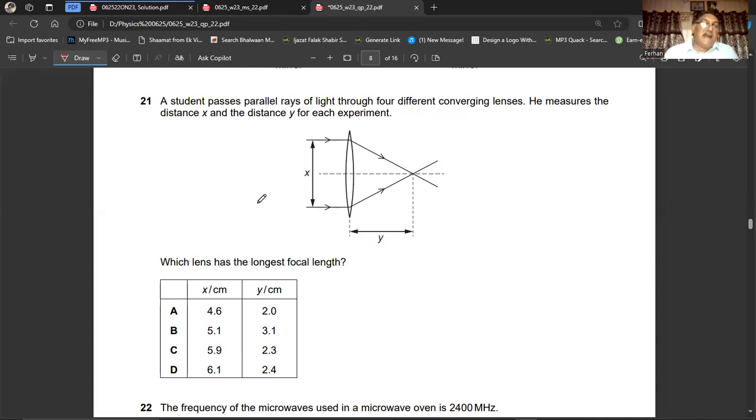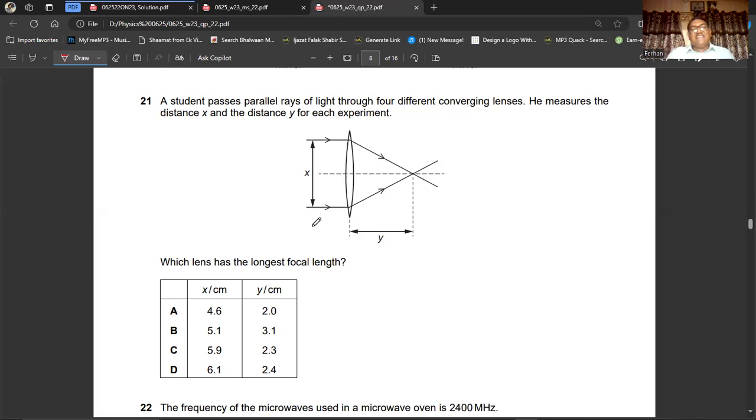So in this diagram, x is the distance between these two parallel rays which are parallel to the principal axis. Y is the focal length. That is the rule. Once again, the rays which are parallel to the principal axis, after passing through the convex lens, focus on the principal focus. The distance between the principal focus and the optical center of the lens is called the focal length. So Y is basically representing the focal length.